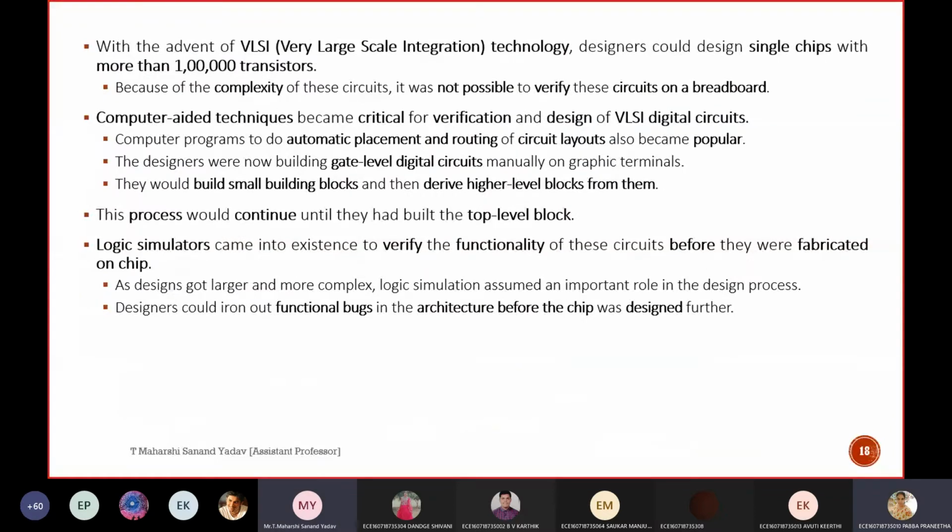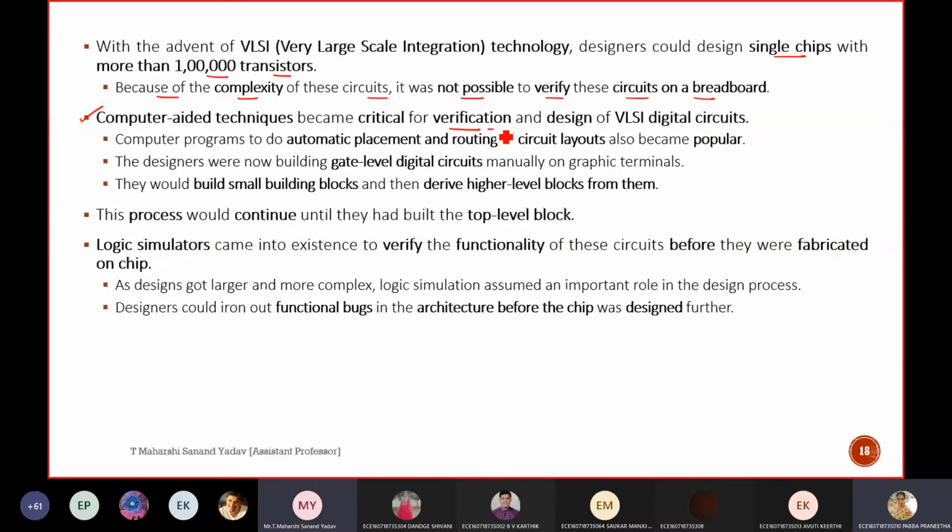Next. With the advent of VLSI, very large scale integration technology, designers could design a single chip with more than 1 lakh transistors. Because of the complexity of these circuits, it was not possible to verify them on a breadboard. Computer-aided techniques became critical for verification and design of VLSI circuits.